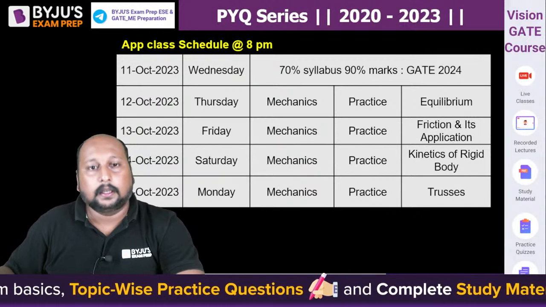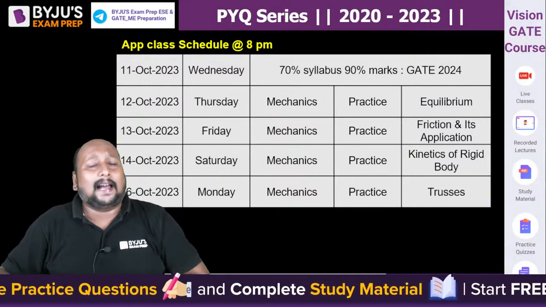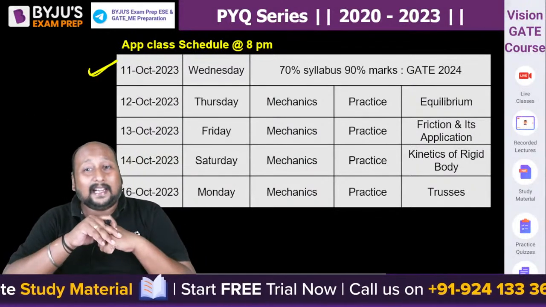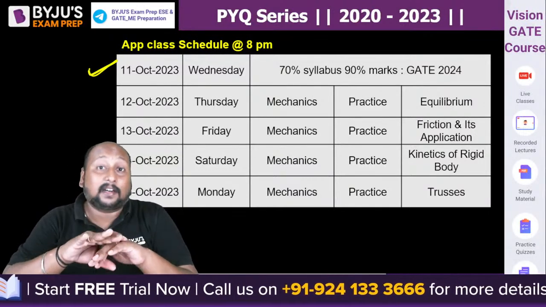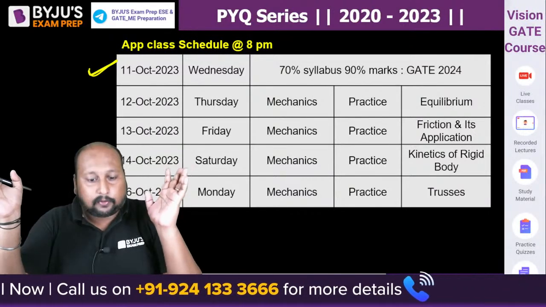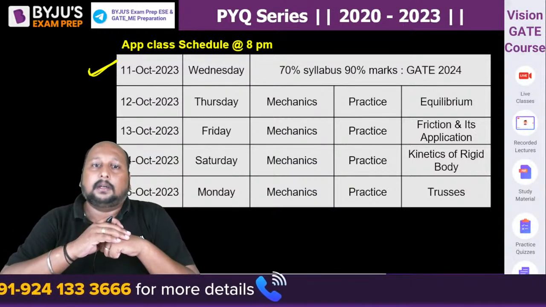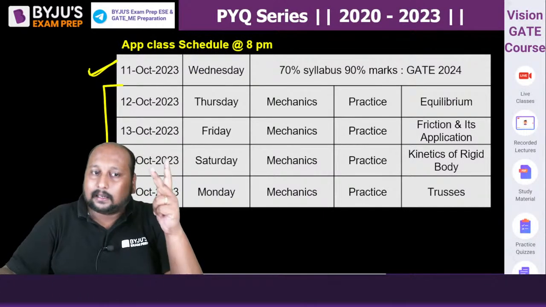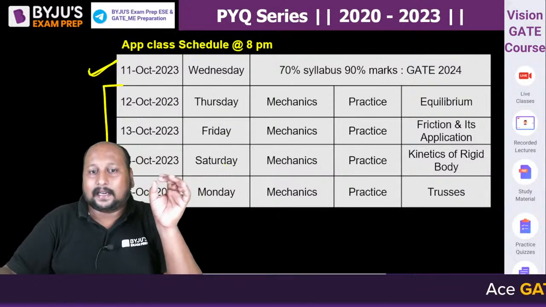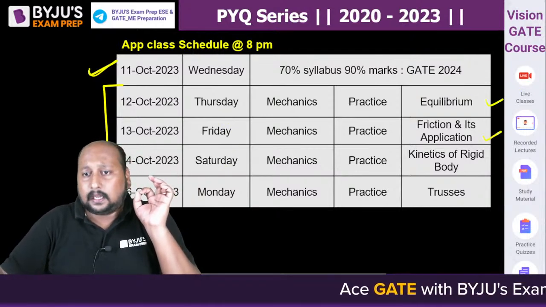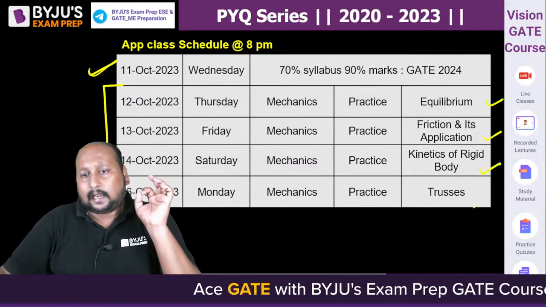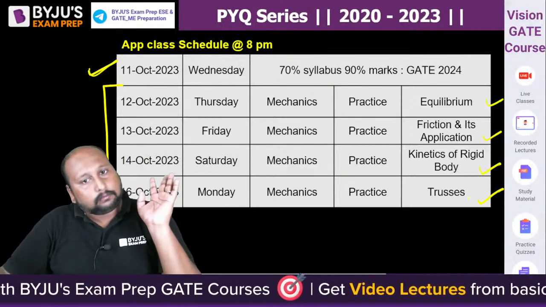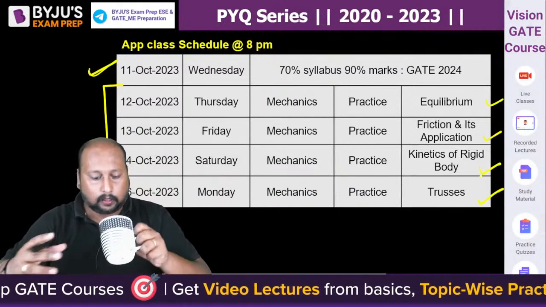Yes. Okay. All right. So if I talk about the schedule for the app classes, today we'll be having a very important discussion on how you can score 90% marks with 70% effective completion of the syllabus for GATE 2024. Very important. And from tomorrow onwards, we'll be starting the new subject, engineering mechanics, on the 12th, 13th, 14th and 16th. Thursday, Friday, Saturday and Monday we'll be practicing. The topics are written on the screen: friction, equilibrium, kinetics and trusses. All four topics will be covered from tomorrow onwards.